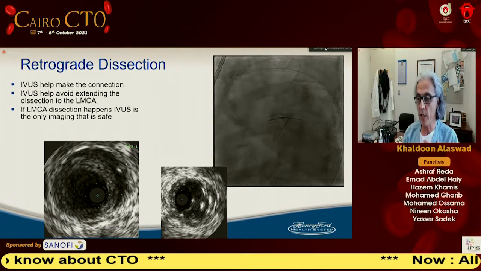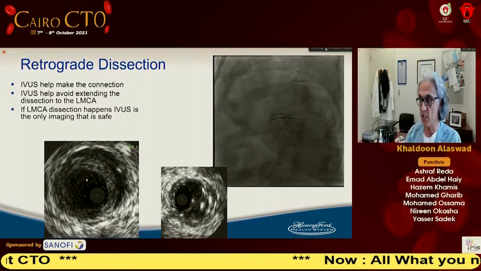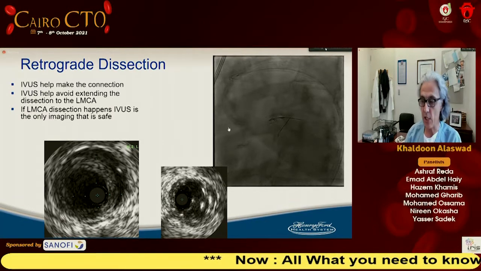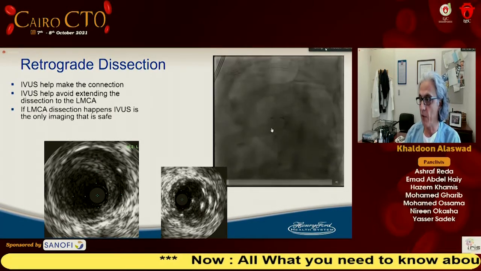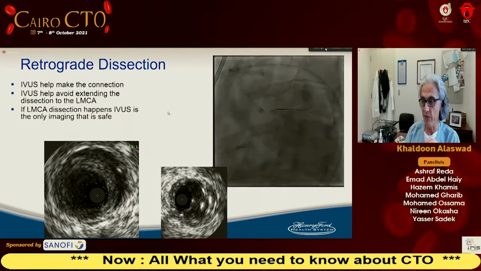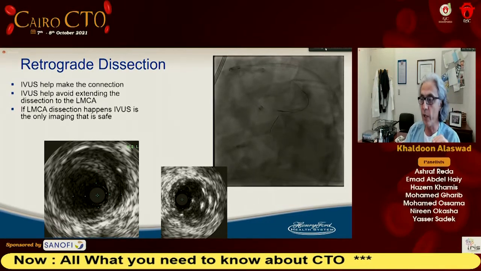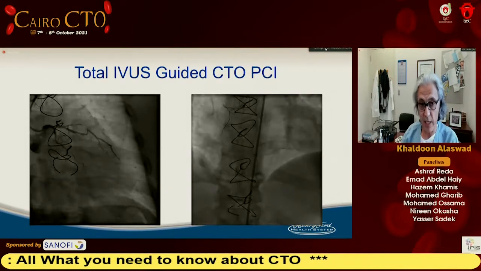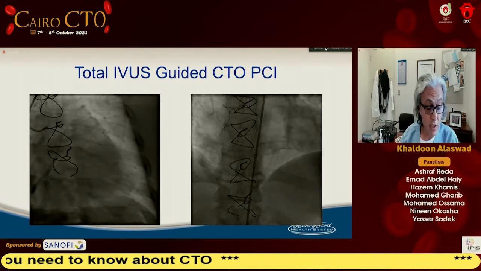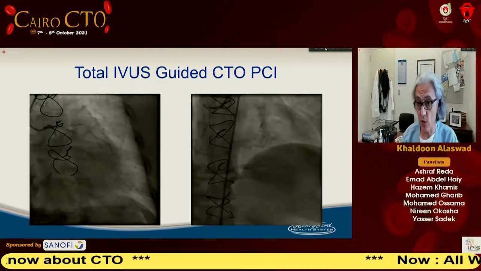I knew my wire was in the hematoma extending to the left main. I changed my strategy immediately, and I was able to make sure that the dissection did not extend retrograde into the left main. So IVUS helps avoid extension, and if you get a left main dissection, the only way to save the situation is by IVUS. However, the most important thing is that IVUS is very, very important and actually helps you avoid contrast all along.